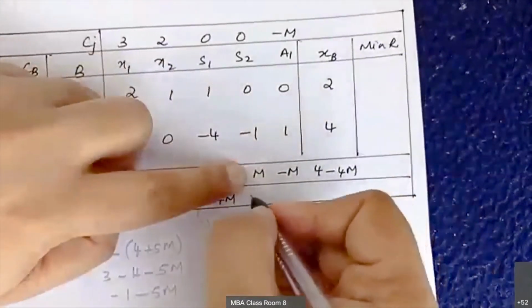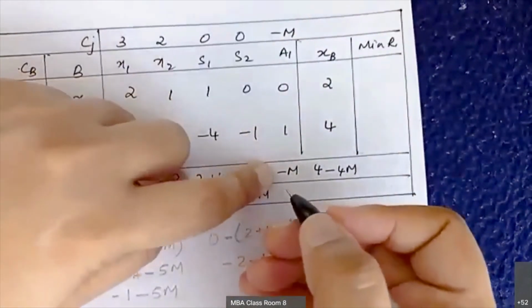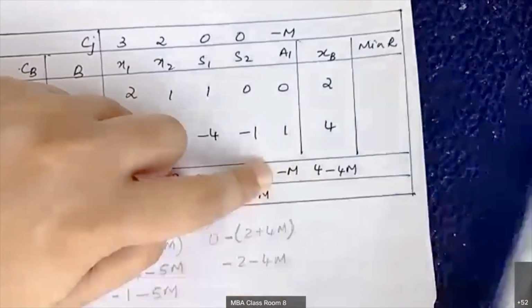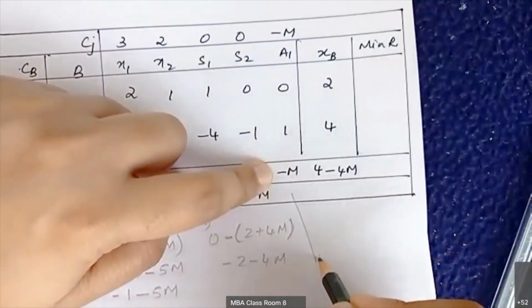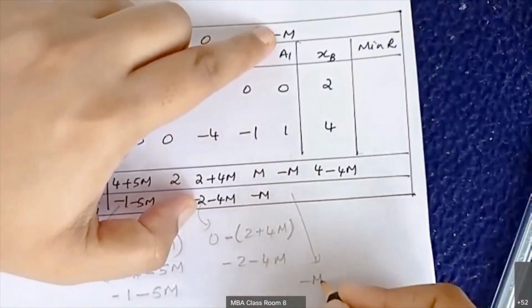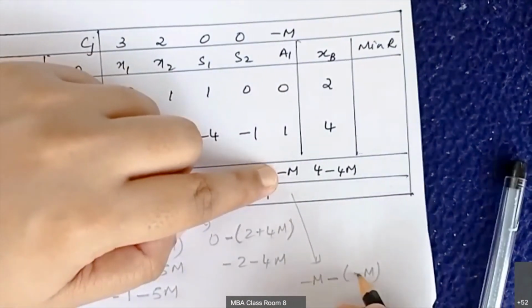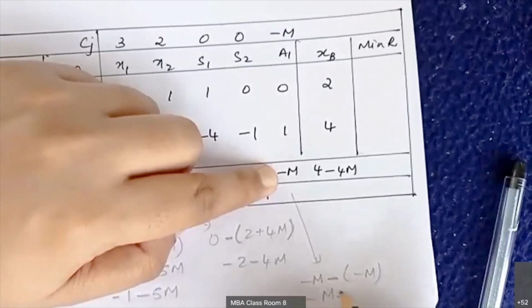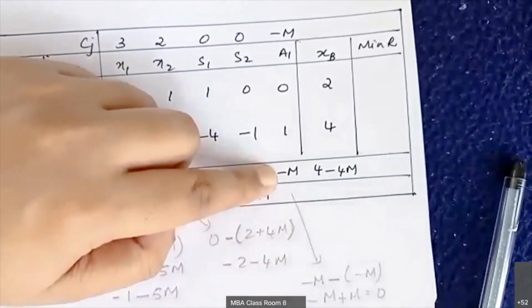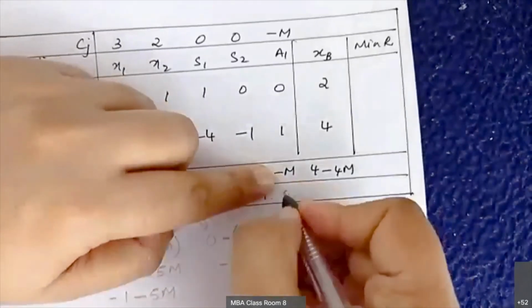0 minus m, it is minus m. How will this number become? Minus m, minus of this minus m. So minus, minus will become plus: minus m plus m, which is equal to 0. So over here I will put 0.